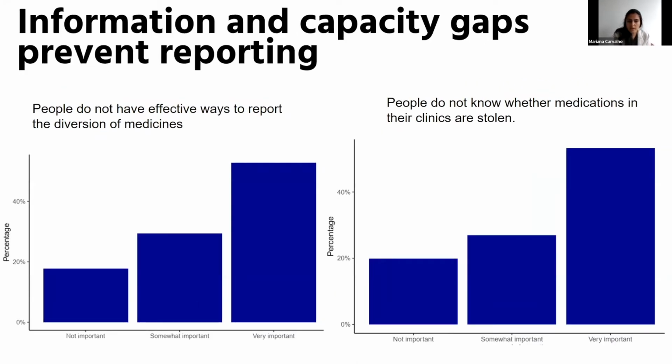So the third takeaway is that information and capacity gaps are a severe constraint, and they prevent people from reporting theft. Again, here 53% of respondents, on the left, said that the lack of effective ways to report the diversion of medications is a very important reason for why people choose to steal medications in Malawi. And another very important reason is that overall people do not know whether medications in their clinic were stolen. On the right, we also have 53% of respondents agreeing that this is a very important issue. Next.